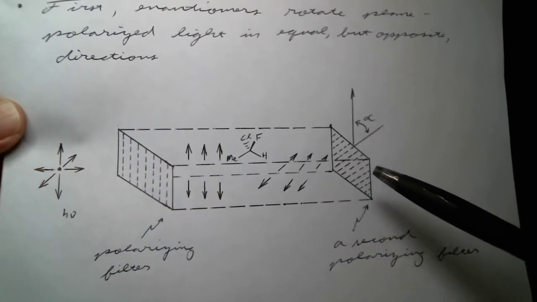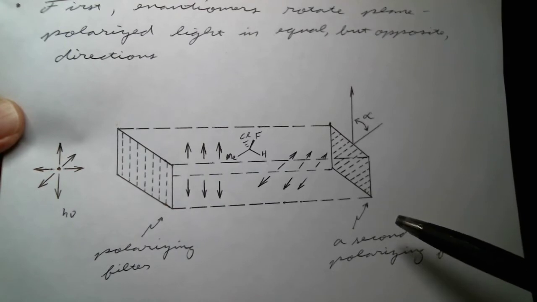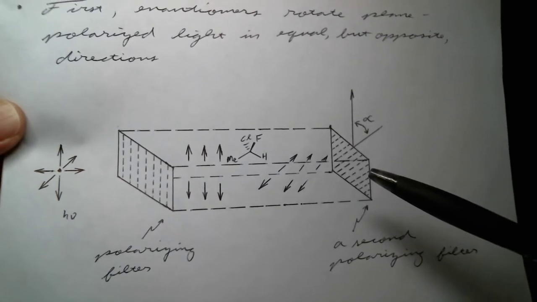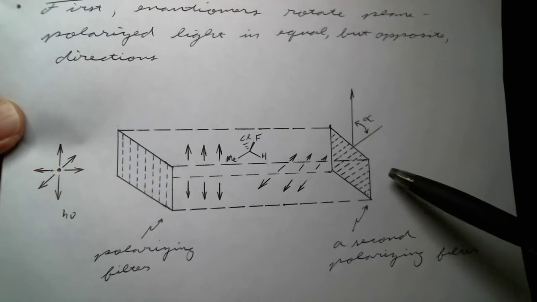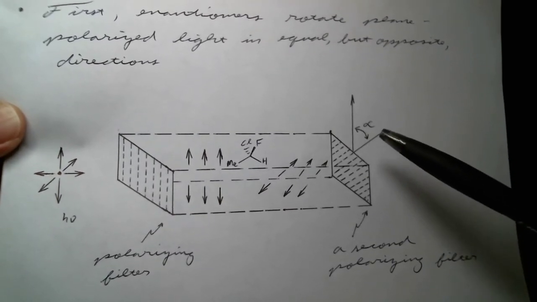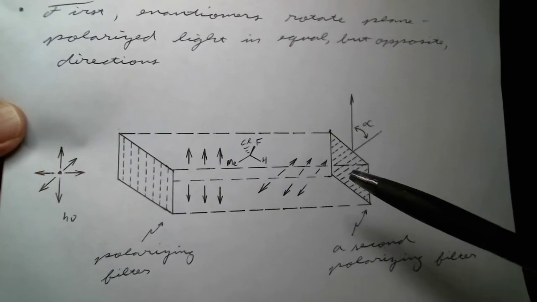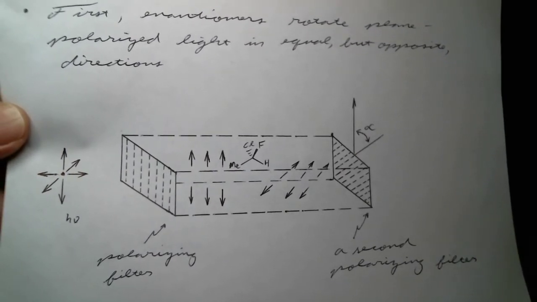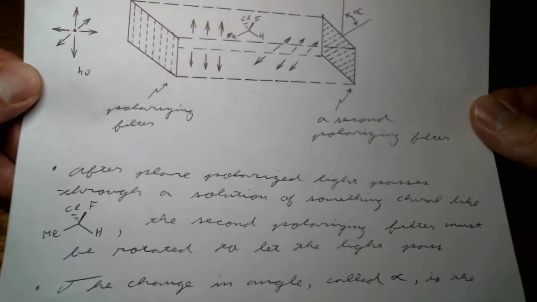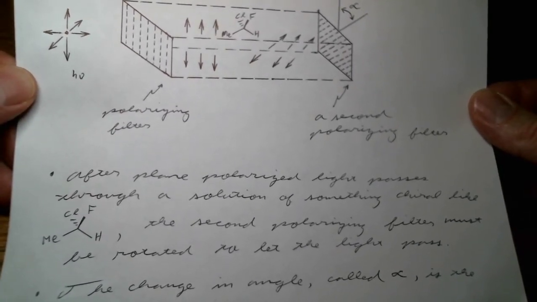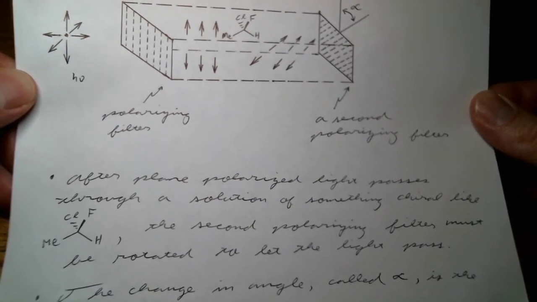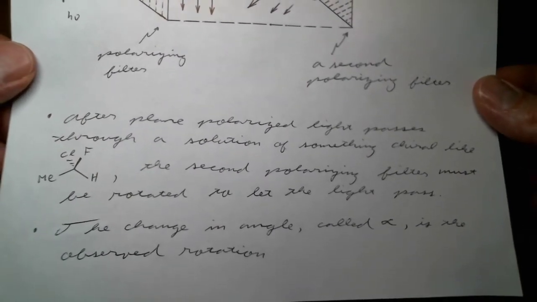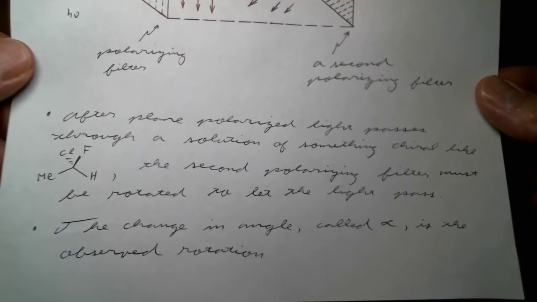After the light has passed through our solution, we have a second polarizing filter, and we start rotating that polarizing filter so we get the maximum amount of light to pass through it. At some degree of rotation alpha, the light that has been rotated passes through that second polarizing filter, and that's essentially what polarimeters do. So after plane polarized light passes through a solution of something chiral, like, as an example, 1-chloro-1-fluoroethane, the second polarizing filter must be rotated to let the light pass. The change in angle, called alpha, is the observed rotation.